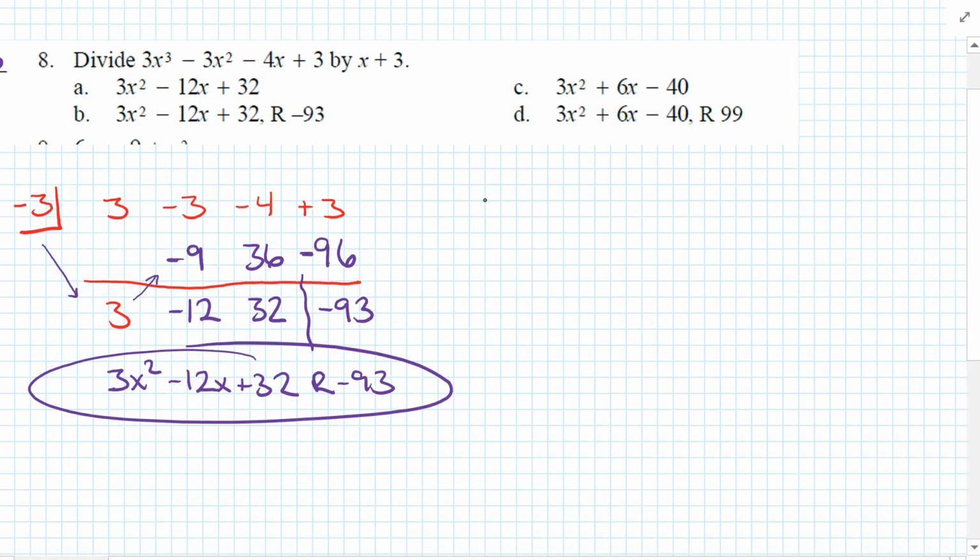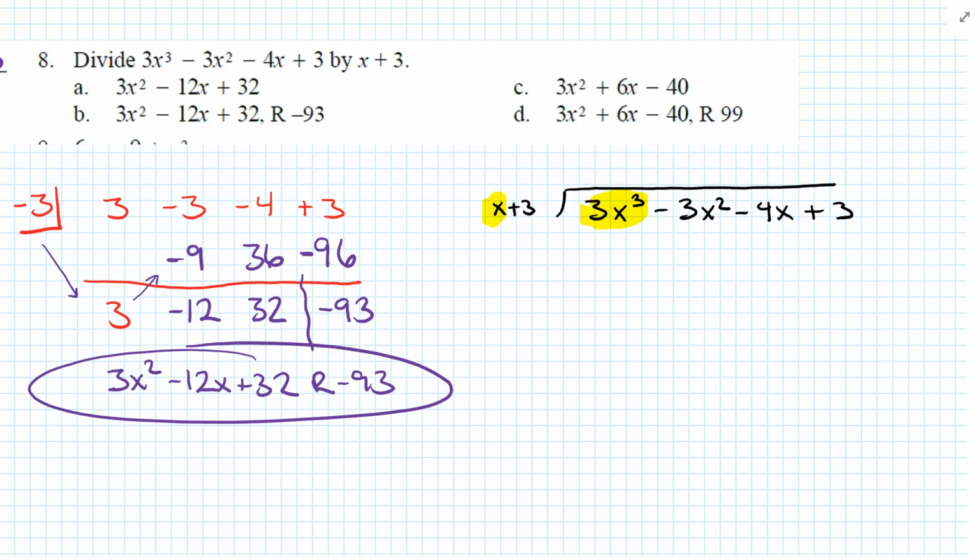You write it like this. x plus 3 on the outside over 3x cubed minus 3x squared minus 4x plus 3. We've got to make this number always match this number completely. So what do we need to multiply the whole term by? Well, we need to multiply it all by 3x squared.